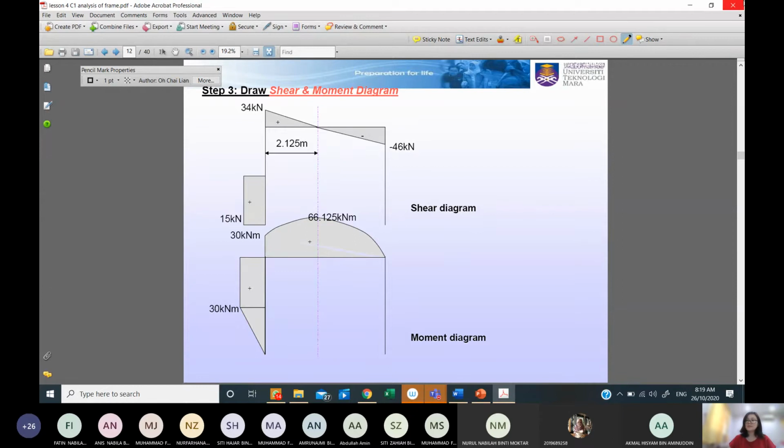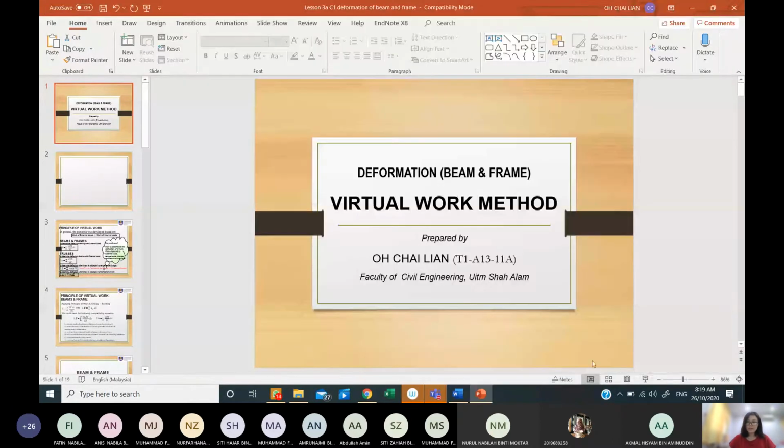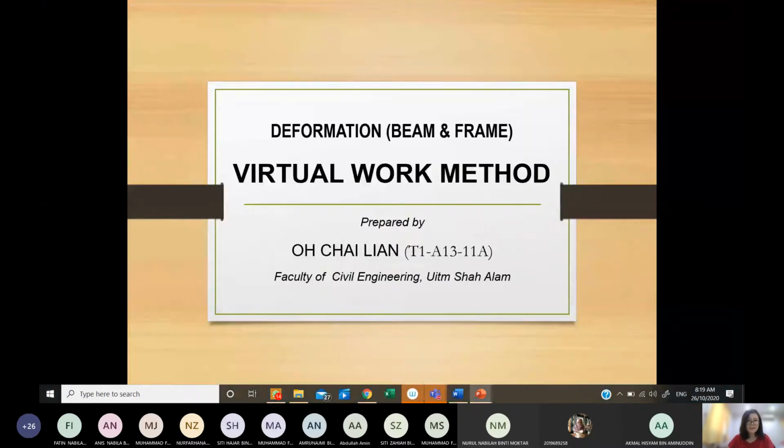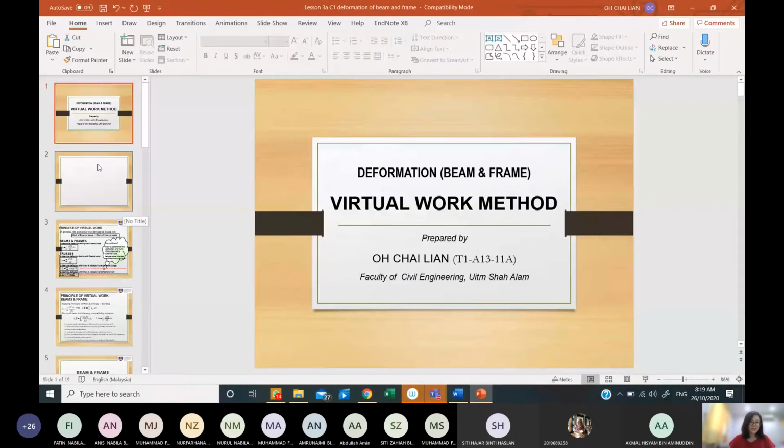I'm going to close this. Can you see my slides? What is the title of the slide? Virtual work method. Deformation. Okay, thank you very much. I hope you get these notes. There are 2 examples in there, and if possible, we are going to do exercises after my explanation, just to make sure you understand more on how to apply this virtual work method.